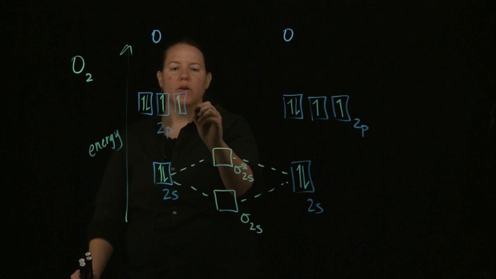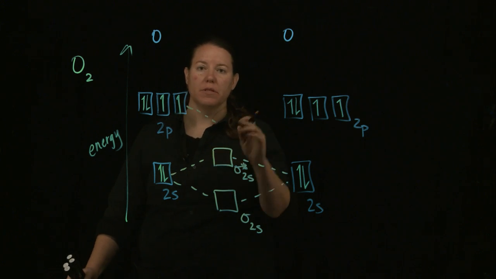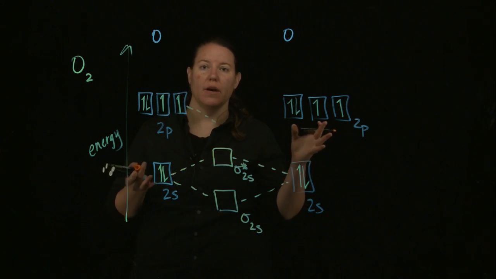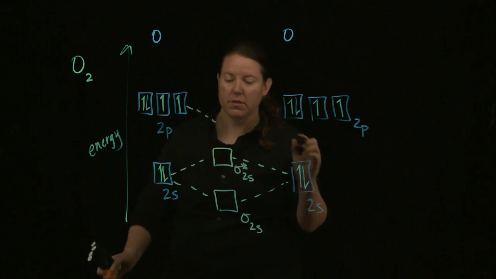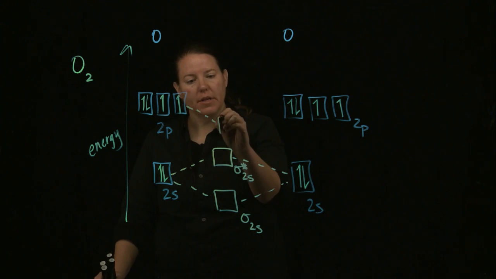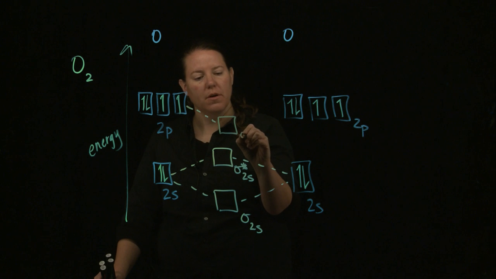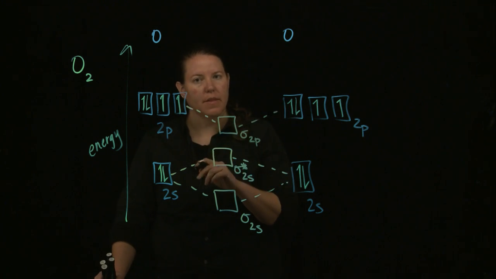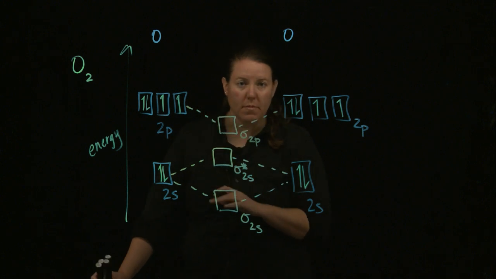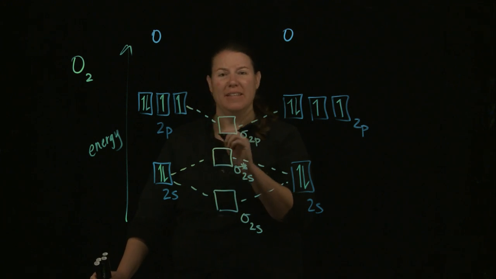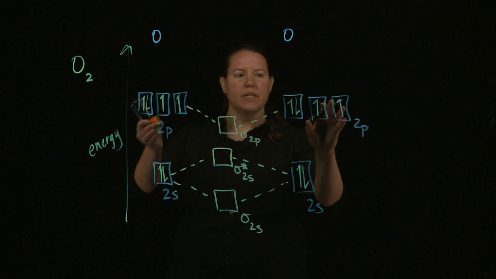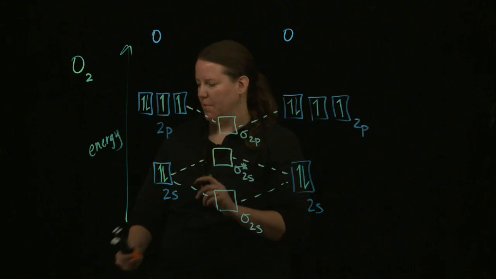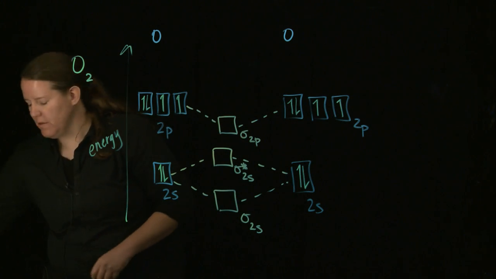Remember, in the midst of p's, you could have double or triple bonds, right? So the possibilities of what could be formed here is you could form a sigma 2p. And in oxygen, that's the lowest energy. In things like carbon, it's not actually the lowest energy. And I wrote these a little bit too low. I'm not going to have quite enough room to make this happen.